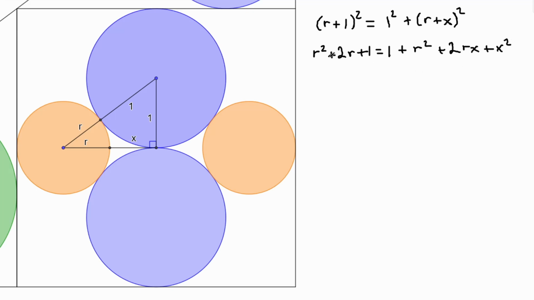And now we can simplify a bit. We see that both r squared terms cancel, and the terms 1 cancel as well. So we get that 2r is equal to 2r times x plus x squared. And now I will factor the right-hand side of the expression because I see that I have a common factor x in both terms. So then I get that 2r is equal to x times (2r plus x).